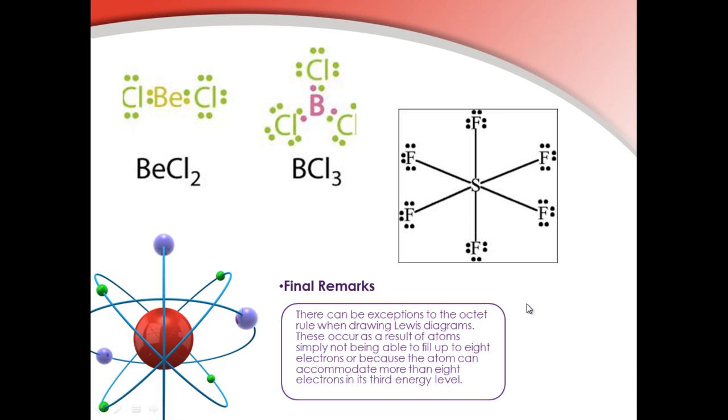So there you go. There's the nature of covalent compounds, how we name them, and how we draw their structures, plus a few examples of exceptions to the rule.